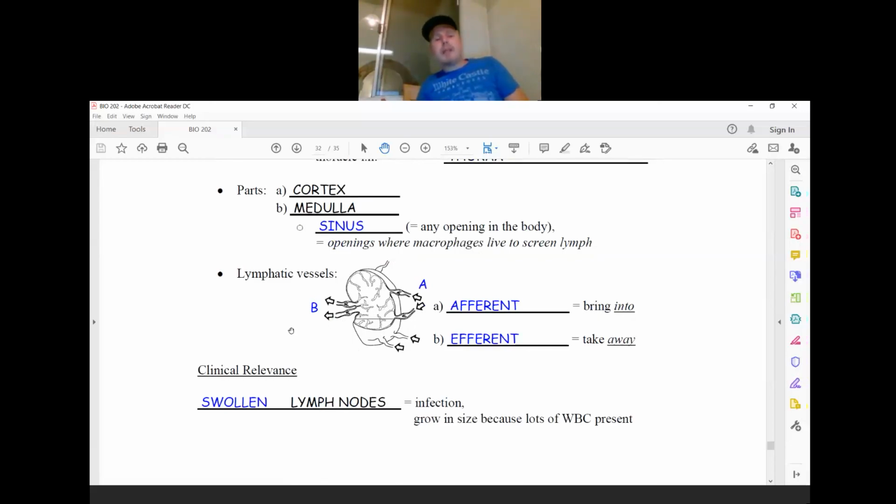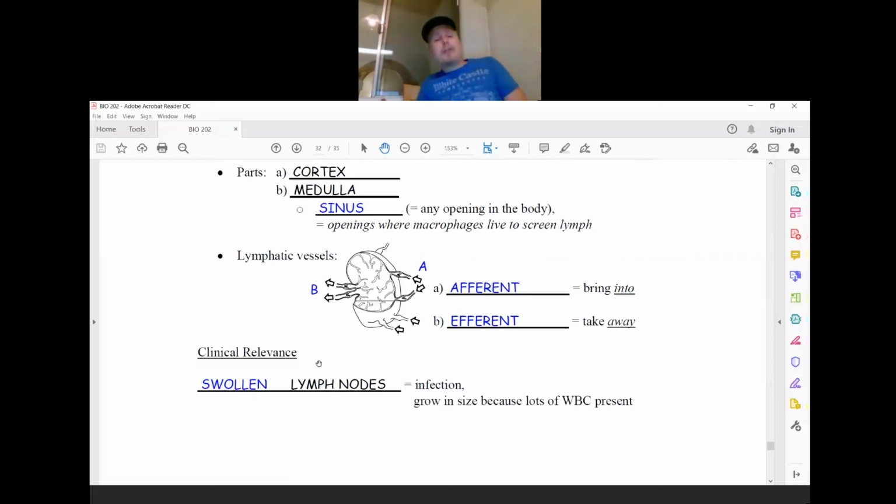Notice that lymph is coming in this diagram from our right side to the left side. So the vessels that bring lymph to the lymph node, they are afferent, and vessels that carry the lymph out from the lymph node, they're efferent. And in between, there are some connections there as well.